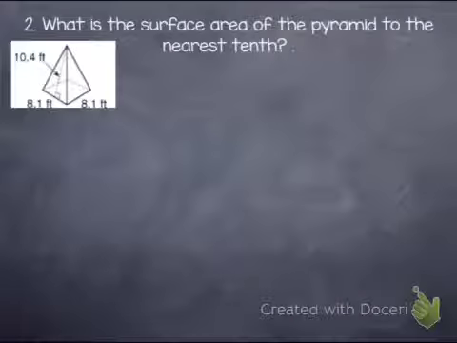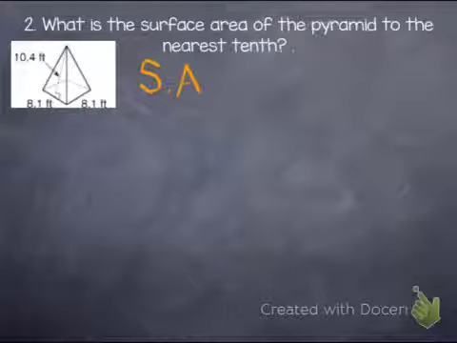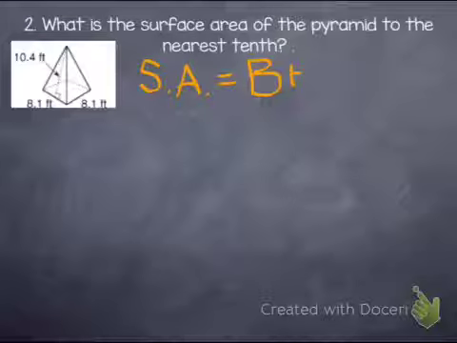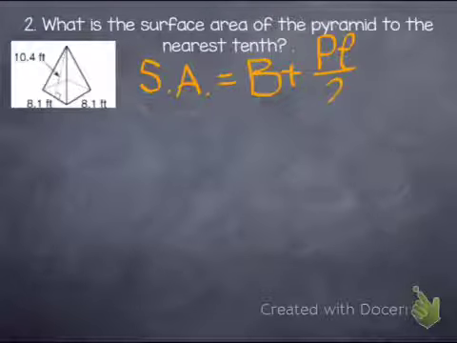Number 2, what is the surface area of the pyramid to the nearest tenth? So this is day 3 of working on surface area for a pyramid. So surface area for a pyramid is just going to be finding the area of that base plus your perimeter of your base times slant height and divide that by 2.